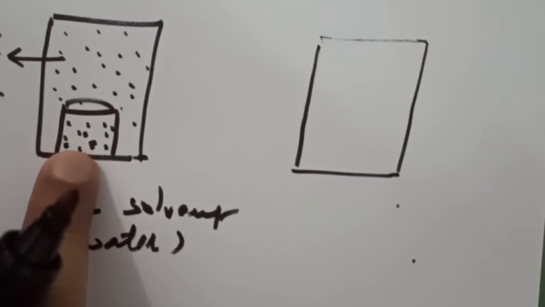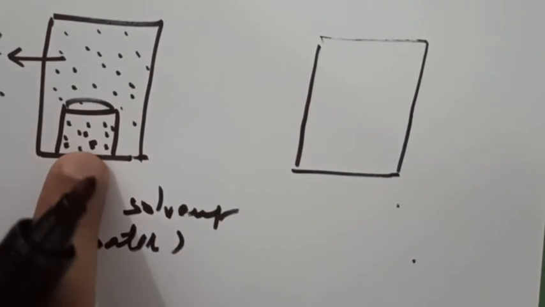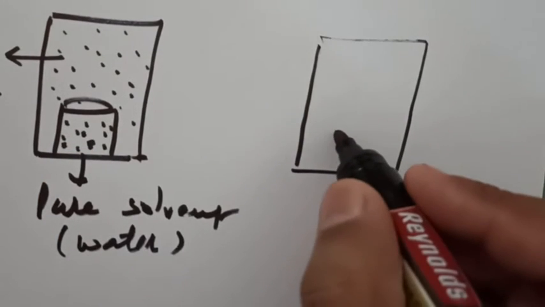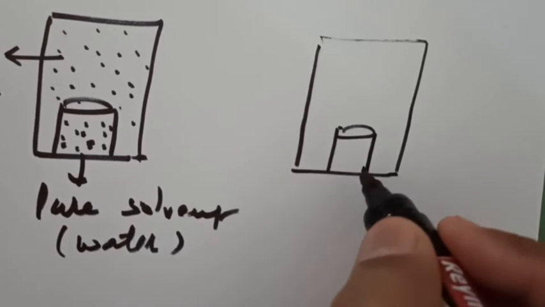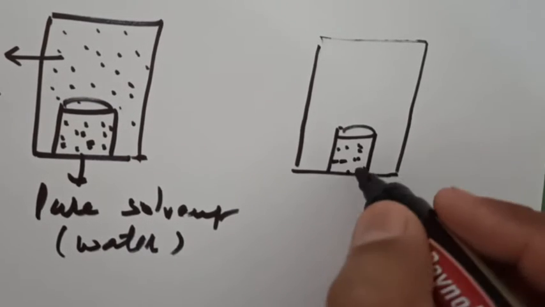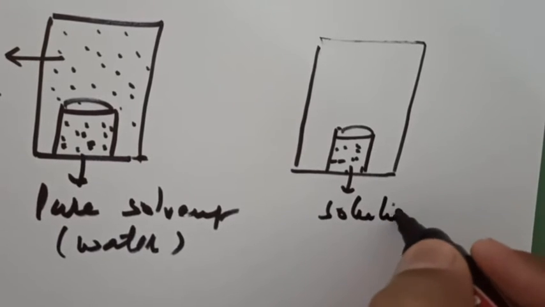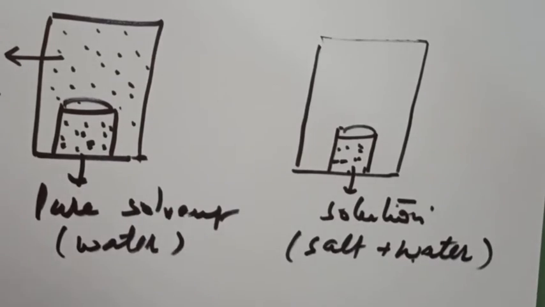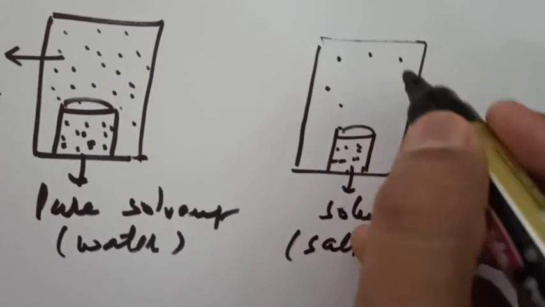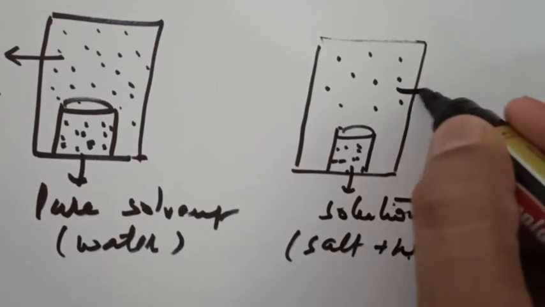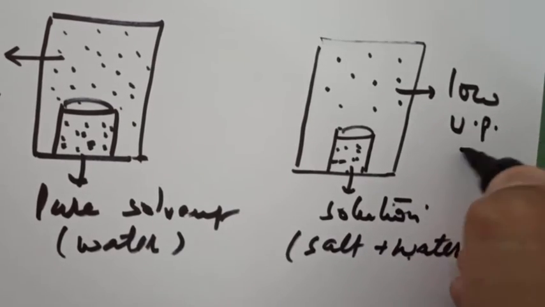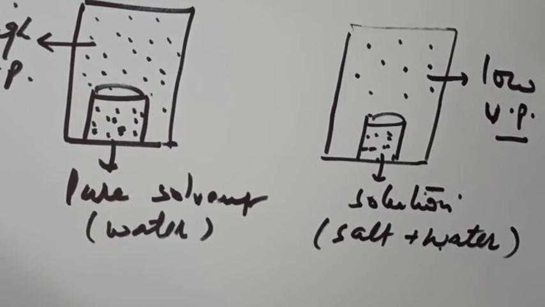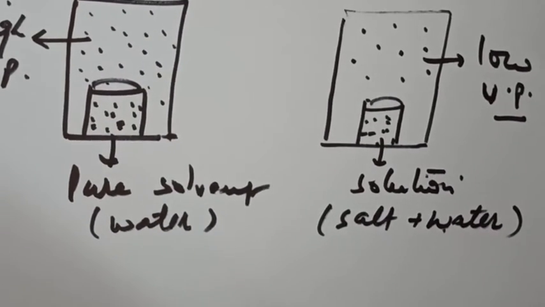But if in the same closed container, in this beaker containing water, we add some sugar or salt and dissolve it, and again keep it in this closed container, then what will happen? Suppose this is a solution, salt plus water. It will also convert into vapors, but the vapor pressure gets lowered. Okay, clear? So diagrammatically you can show it like this: high vapor pressure, and low vapor pressure for the solution.